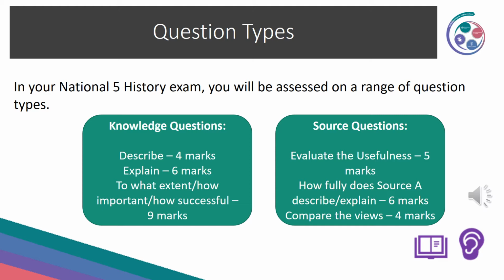The 9-marker may have different question stems, which include to what extent, how important, or how successful. The source questions are evaluate the usefulness, which is worth 5 marks, how fully does source A describe or explain, which is worth 6 marks, and a compare the views, which is worth 4 marks.